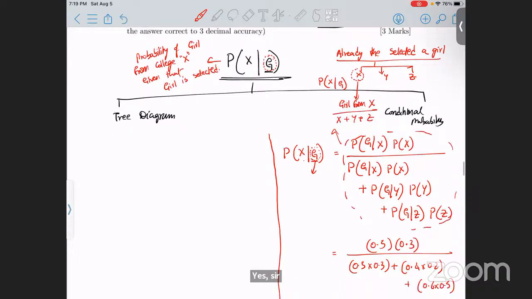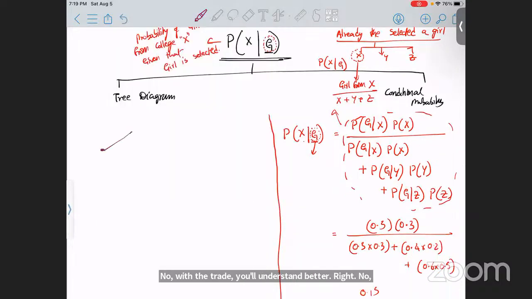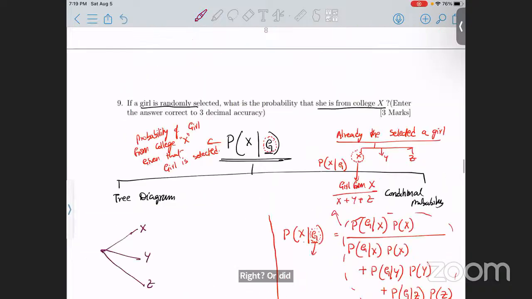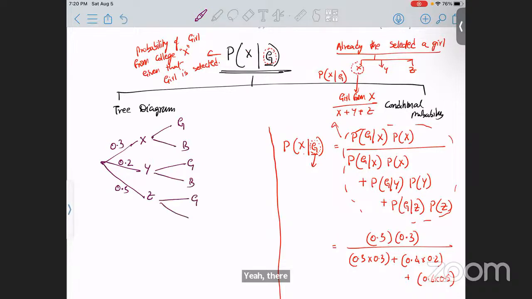Now with the tree diagram, you will understand better. Listen to this carefully. Let's suppose there are only 3 possibilities: college X, Y, and Z. They are 0.3, 0.2, and 0.5. 30% are from college X. Again, from girl and boy. Here there is a possibility of girl and boy. Here Z, there is a possibility of girl and boy.